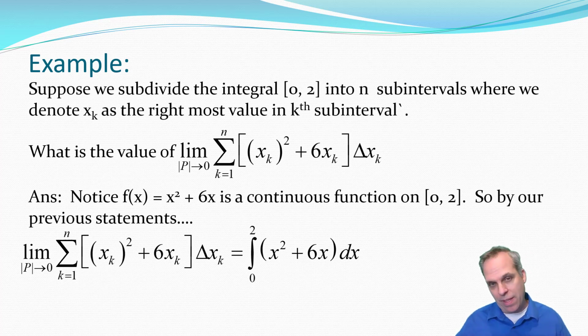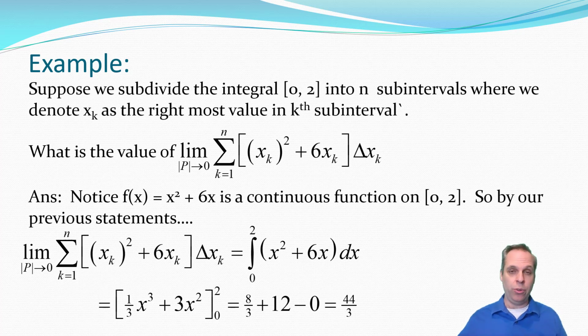Now, we know how to find that value without doing the limit process because of the fundamental theorem of calculus. So I can then replace this particular definite integral with the antiderivative, just evaluate from 0 to 2. And I evaluate the expression at 2, I evaluate the expression at 0, and then I subtract those results, and I get the answer. So the limit, as the norm of the partition goes to 0, of the summation, as k goes from 1 to n, of x sub k squared plus 6x sub k times the change of x sub k, that has to equal 44/3.